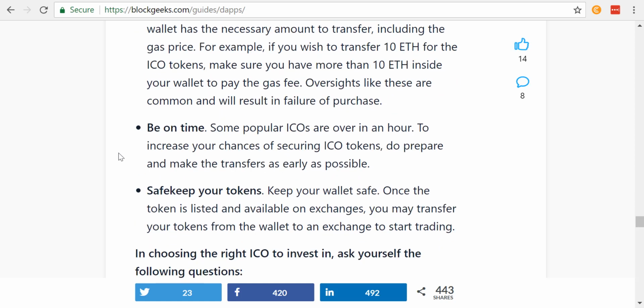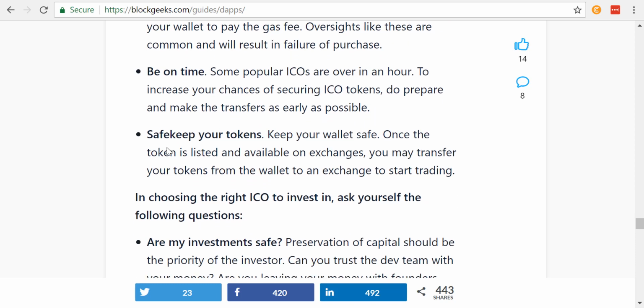Be on time. Some popular ICOs are over in an hour. To increase your chance of securing ICO tokens, be prepared to make the transfers as easily and as quickly as possible. Stay safe, keep your tokens. Keep your wallet safe. Once the token is listed and available on exchanges, you may transfer your tokens from the wallet to an exchange to start trading.